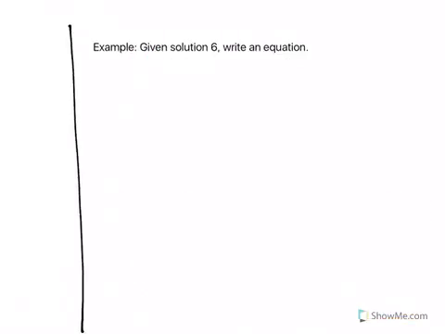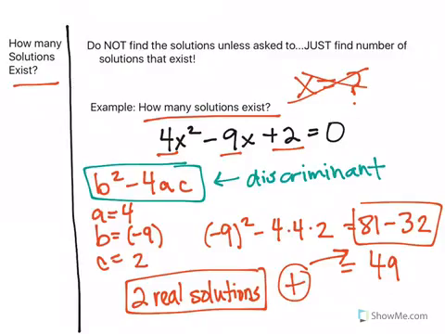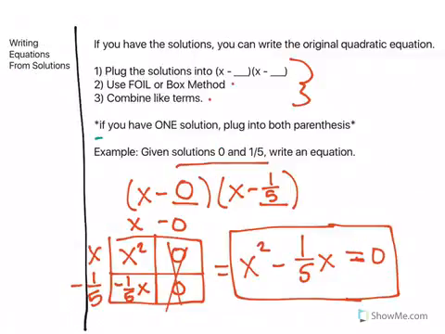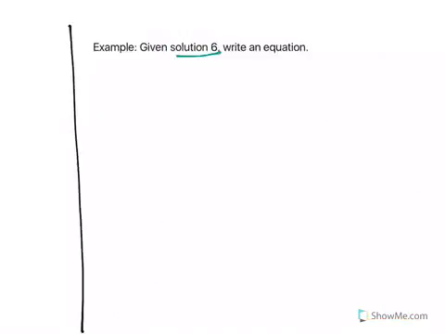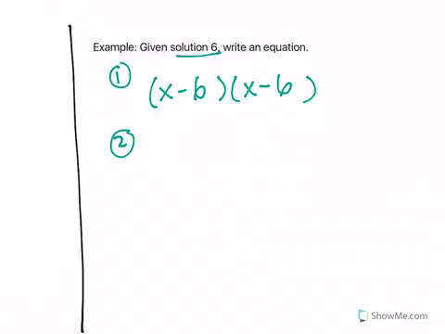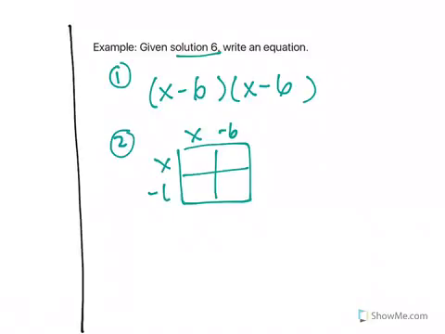Alright, let's look at one more example. This example has only a single solution. If you go back to here, you can see that I said if you have one solution, you just plug it into both parentheses. So we're going to go ahead and do that. Here's our parentheses. X minus times x minus, and we have the solution 6. So we're going to plug it into both. Step 1. Step 2. Box method or FOIL, your choice. X minus 6, x minus 6.